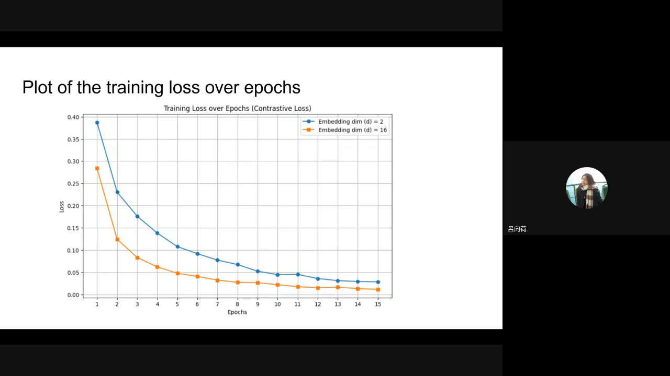This is because the higher dimensional embedding space allows the model to capture more features, so it leads to a better separation. But the 2D embedding is somewhat limited in its representational power, resulting in a higher loss. Next page.